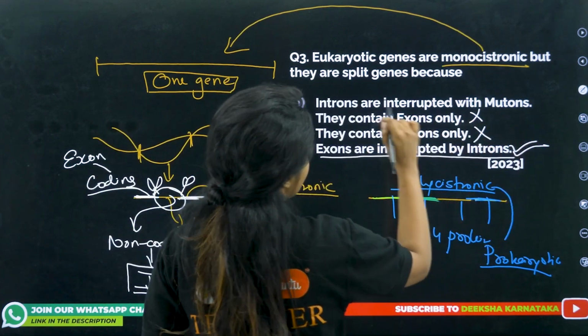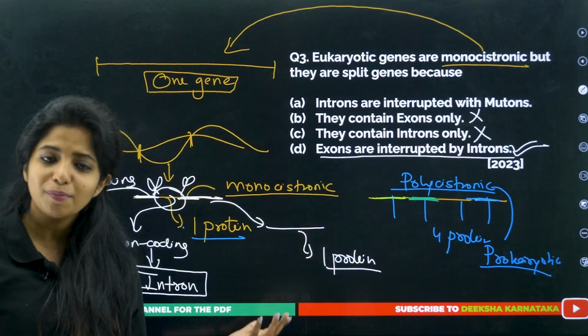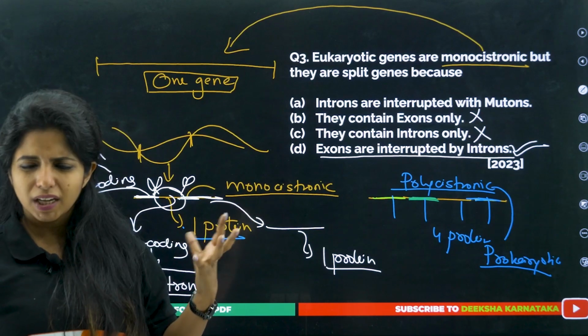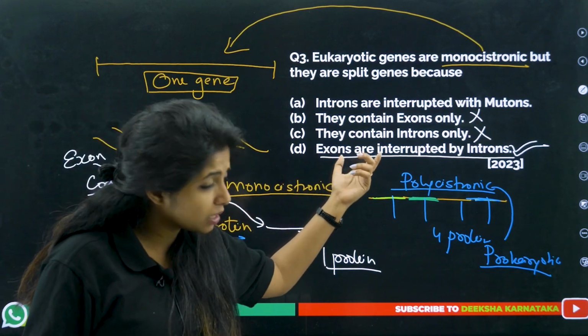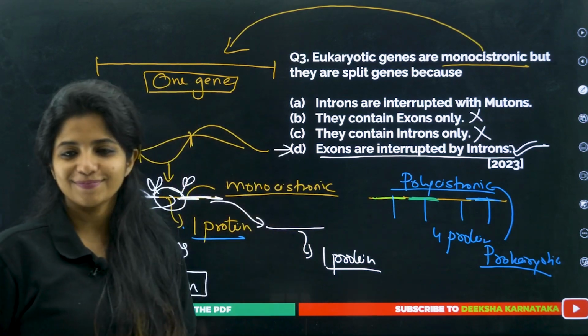This becomes the answer. The option saying introns are interrupted with mutons is not the answer, because it does not make any sense. Mutons are those regions which are more probable to undergo mutation. Okay, that does not make any sense. Over here we have something that makes a lot of sense. So D is the option. Works?